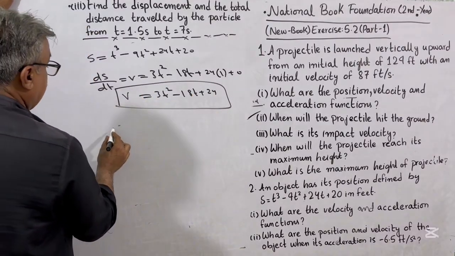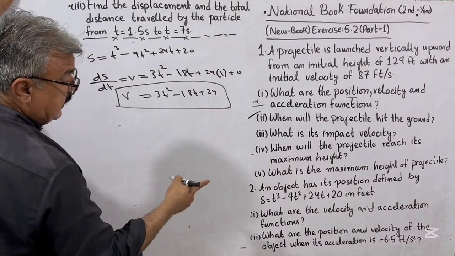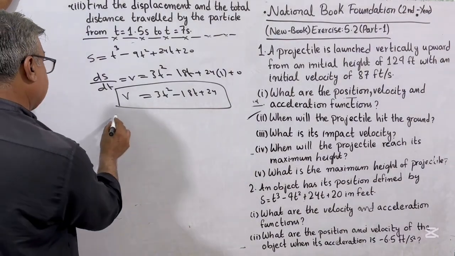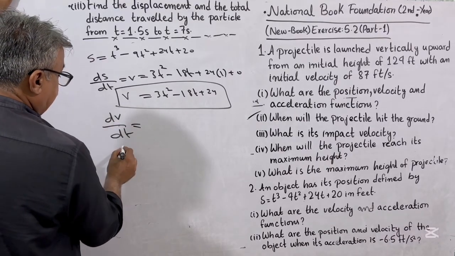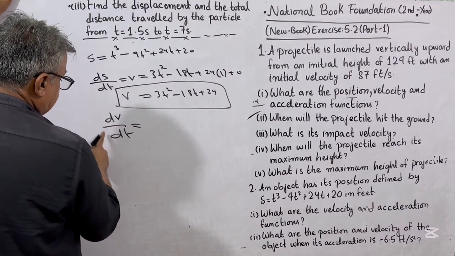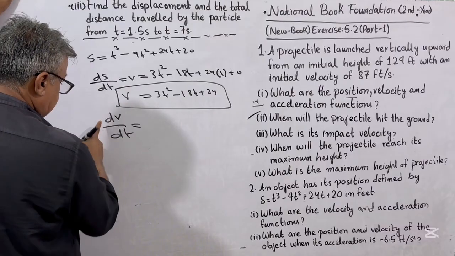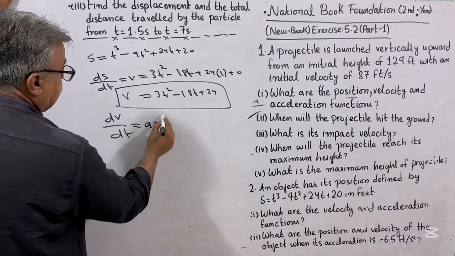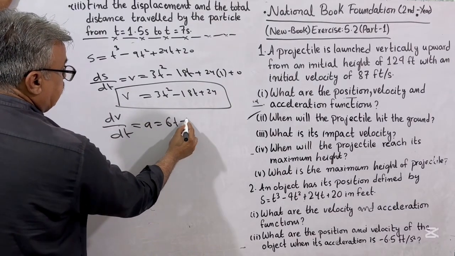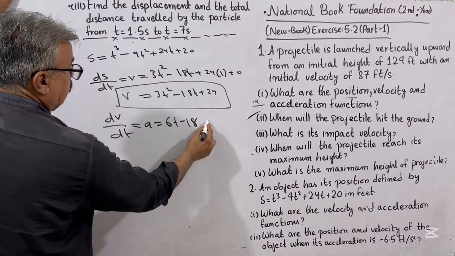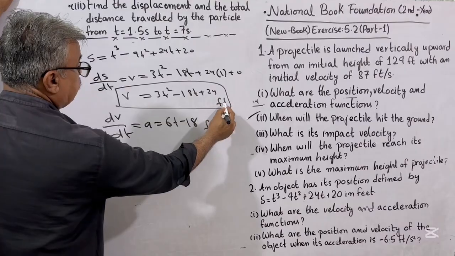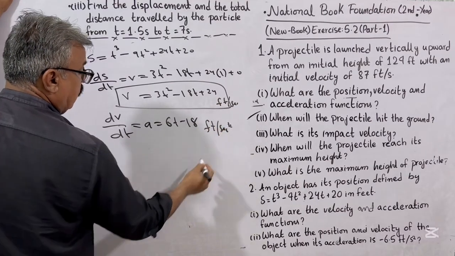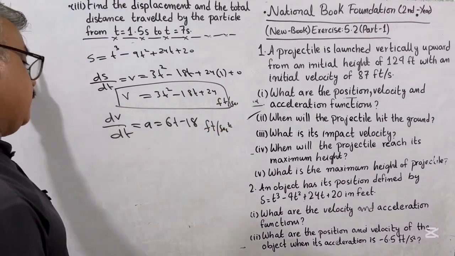We are also asked to find the acceleration function. Again, differentiate velocity with respect to time, the rate of change of velocity with respect to time. It is our acceleration. It will become 6t minus 18 feet per second squared. Okay, cool. We are done with part number 1.